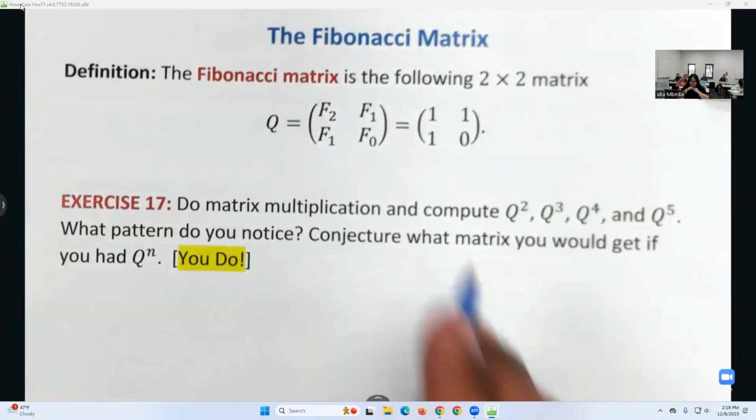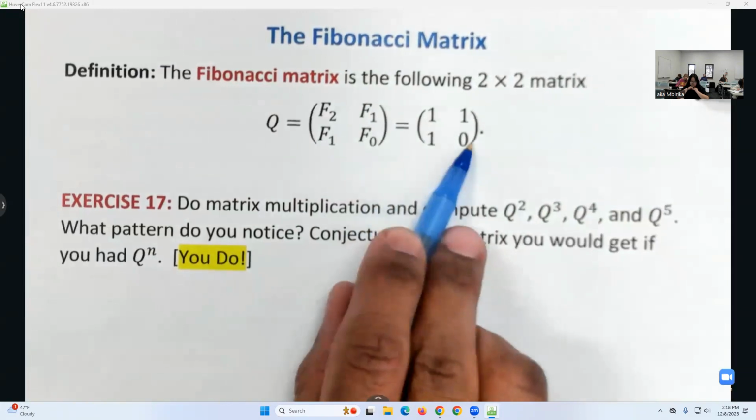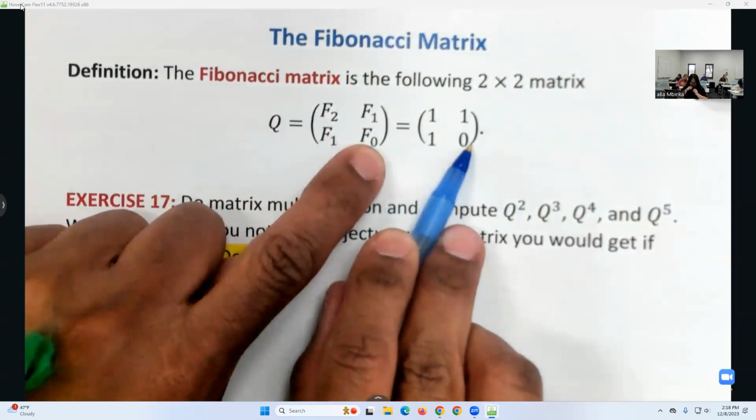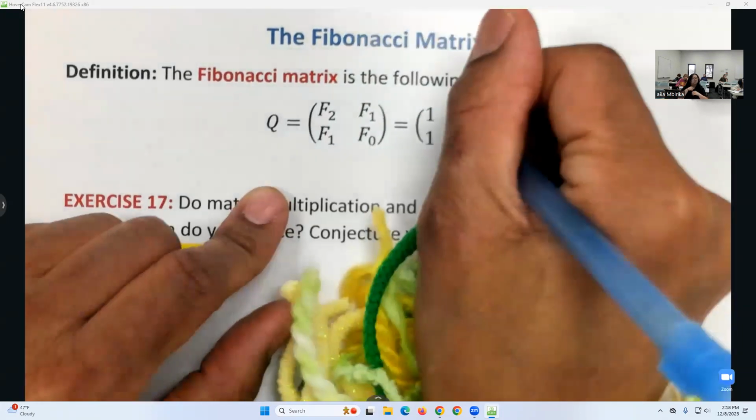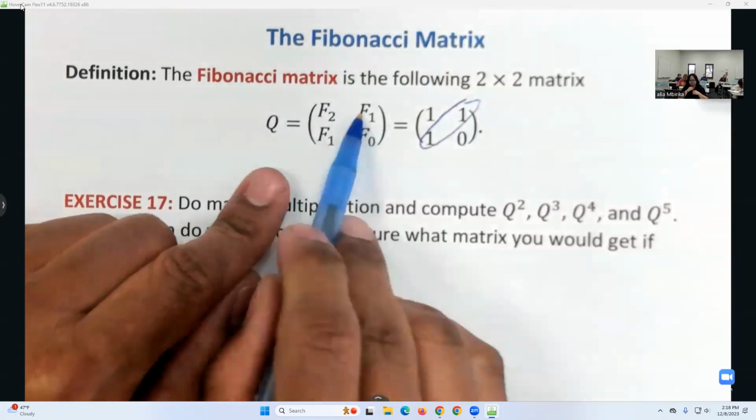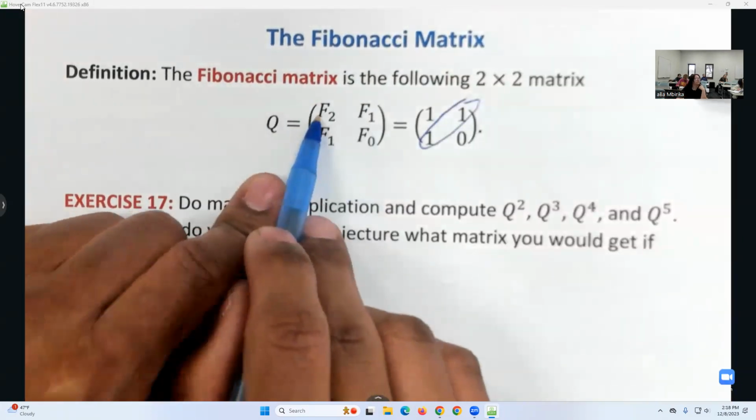Okay. So this is the Fibonacci matrix. Notice the bottom right entry is F0. In the anti-diagonal, we have the same terms, F1 and F1. And then in the top left, we have F2.